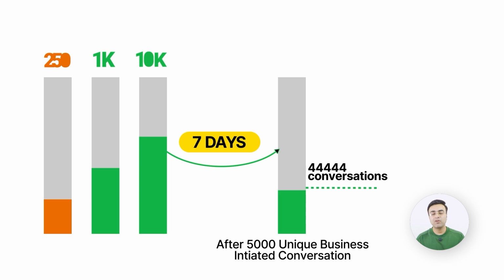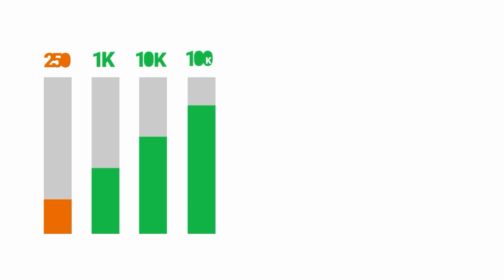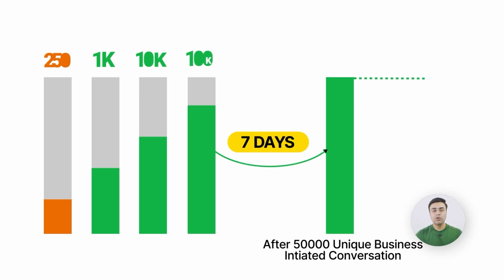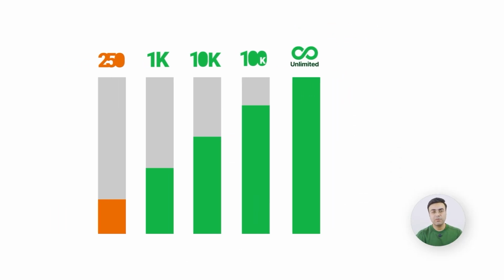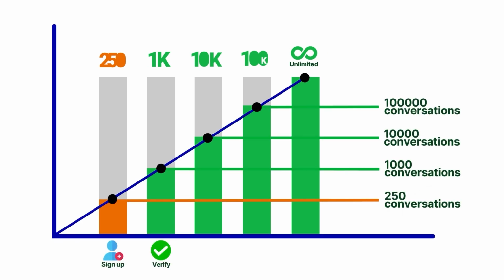If you send out 5,000 messages in the rolling period of next 7 days, you'll be eligible for the next tier, which is 100K. And if you send out around 50,000 messages in a rolling period of 7 days, you'll be eligible for unlimited tier messages, which means you would have no restrictions on the number of messages you want to send in a day.